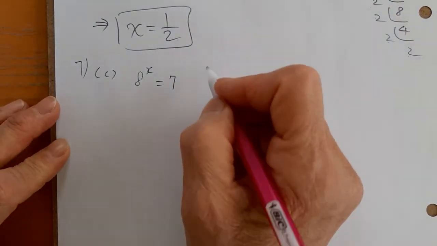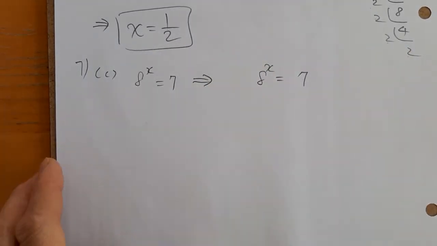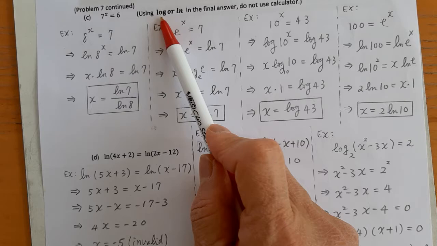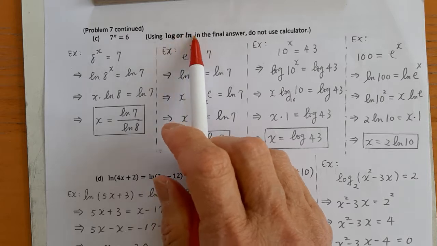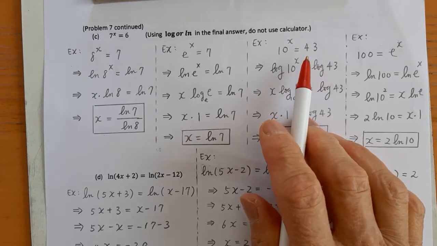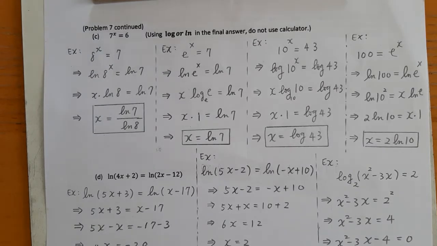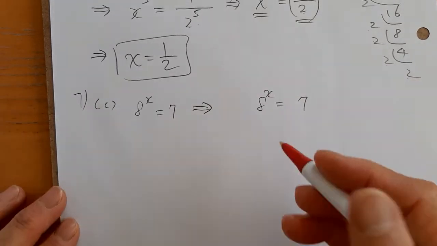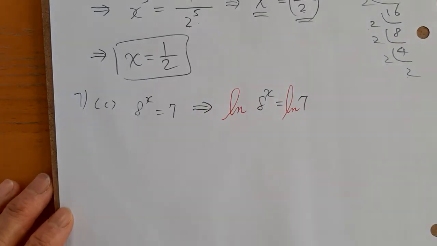Solve for x. The question says use either natural logarithm or common logarithm, because the calculator has the two buttons. You can press the button and figure it out, but here they do not ask you to go further, just leave the answer with the natural logarithm or common logarithm. So for this kind of equation, first of all, we take either one. You can take common logarithm, I take natural logarithm, either one.